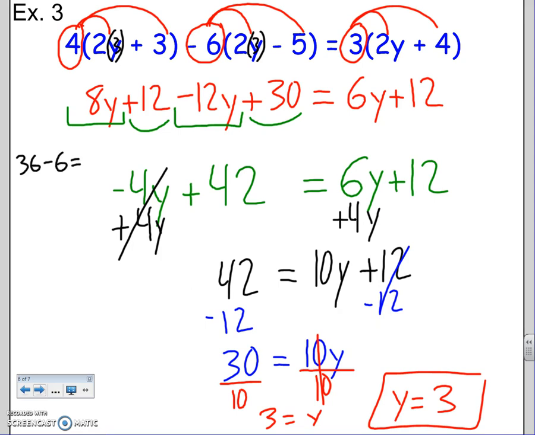It's easy. On the right side, we have 2 times 3 is 6. Plus 4 is 10. 10 times 3 is 30. On the left side, 36 minus 6 is 30. 30 equals 30. We have a true statement. We're good. So our answer is y equals 3.